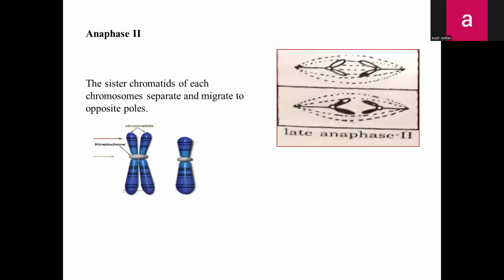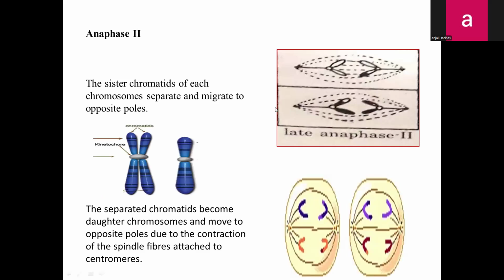Anaphase 2, sister chromatids of each chromosome separate and migrate to opposite pole. देखो अभी migrate हो रहे हैं opposite pole में. लेकिन कैसे splitting होता है? You can see here one chromosome. This chromosome splits longitudinally and separates the two chromatids. And then they migrate towards the opposite poles. The separated chromatids become daughter chromosomes and move to opposite poles due to the contraction of the spindle fibers attached to the centromere. यहाँ पे contraction हो जाता है.